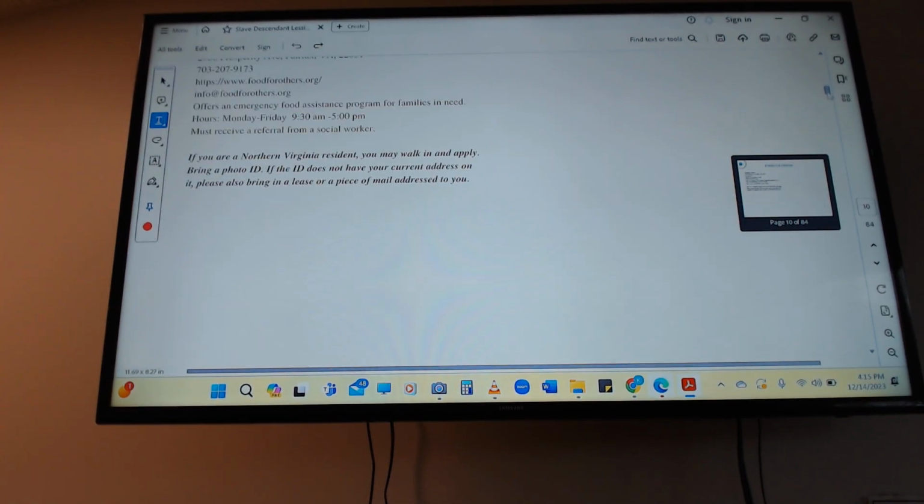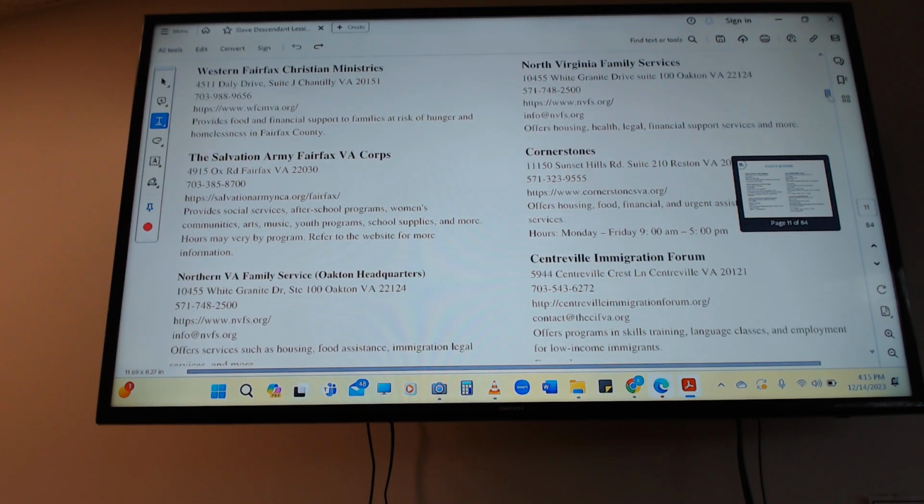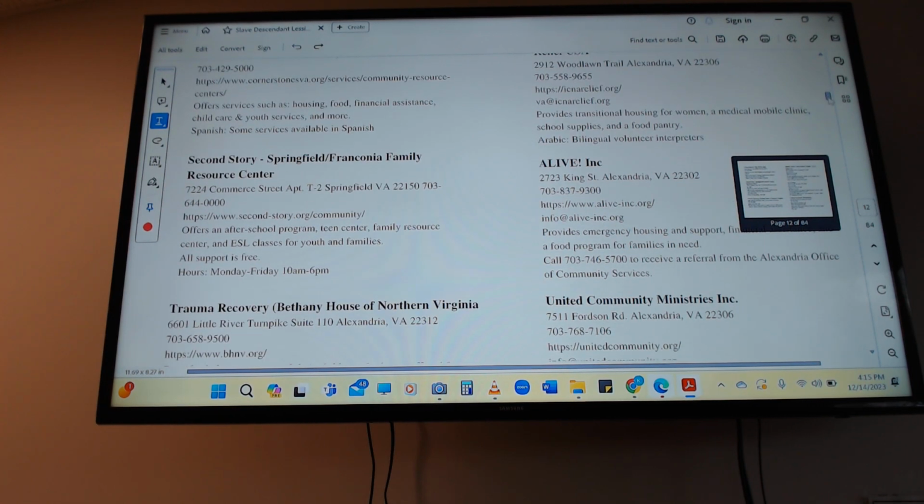They have family support. All of the places that offer family support, Salvation Army, Cornerstones, I don't know what they are, offers housing, food, financial, and urgent assistance for families and family services. This place here, they offer housing and food. Let's go on to the next.